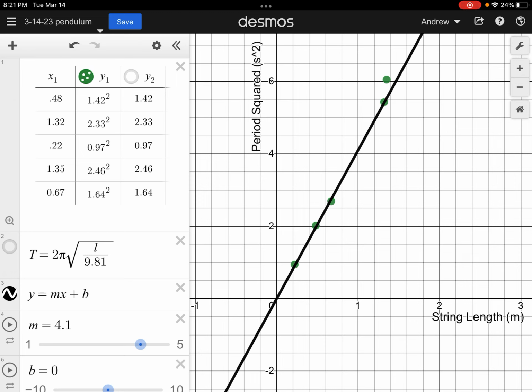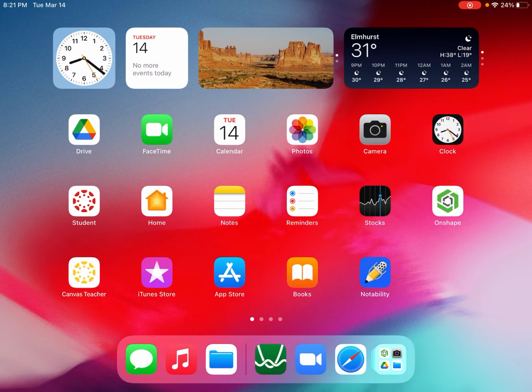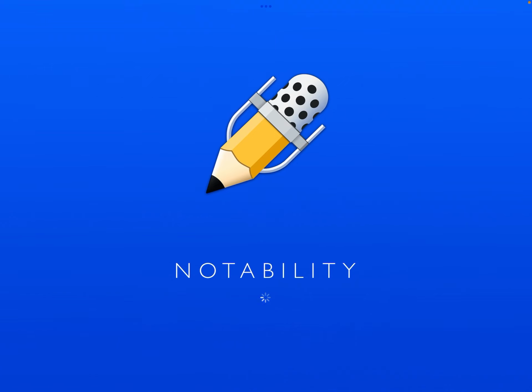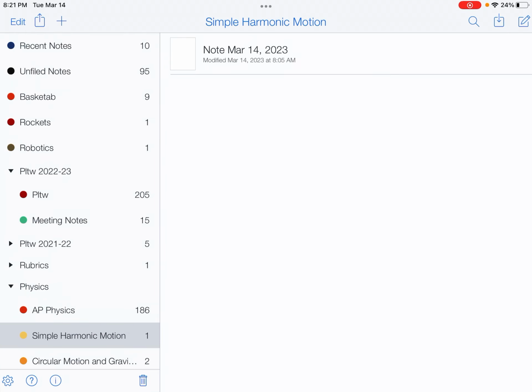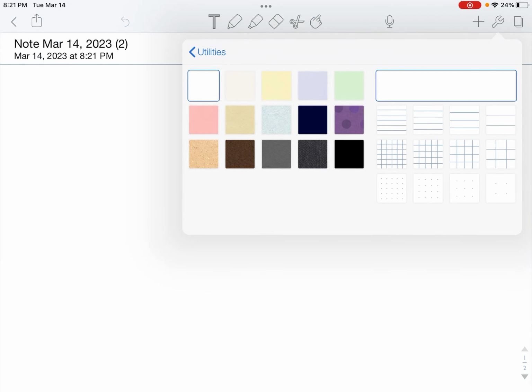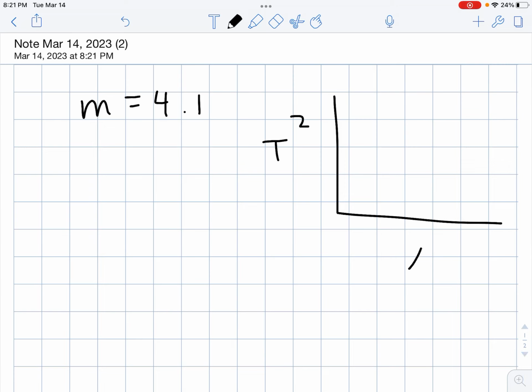Now the question is, what can we do with that 4.1 value? Just because we graphed T squared versus L. Well, let's take a look at what we can do with that value. We'll jump into Notability, and remember that our slope was 4.1. So let's start a new equation. Here we go. Let's get organized. All right. So we remember the slope of the graph was 4.1, and that was a graph of T squared versus string length L.